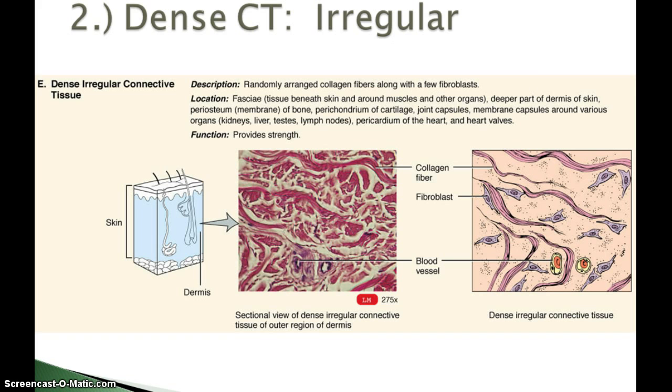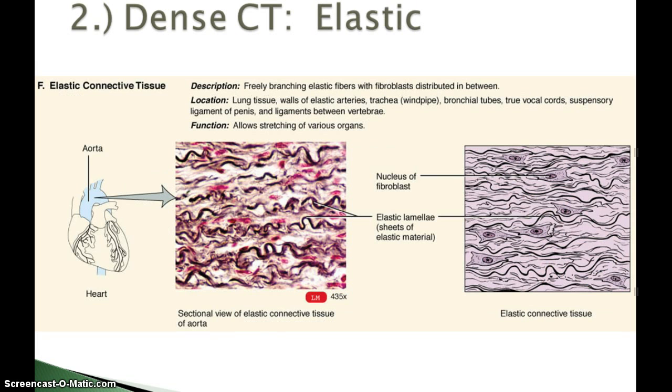Here's some dense irregular. We're actually looking at the dermis of the skin, the deep layer of the skin, and you can see there's lots of fibers going all different directions. There's no regular pattern. All those little pink areas are the collagen fibers. Here's elastic tissue. This is the aorta, the largest artery in the body. You can see it's got these dark elastic fibers in the middle. Kind of looks like an elastic waistband.